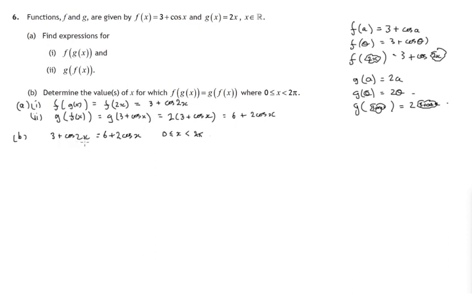Now the first thing to notice is that we've got a cos 2x expression in there, and we know the double angle formula for cos 2x. There's 3 versions of it: 2 cos squared x minus 1, or cos squared x minus sine squared x, or 1 minus 2 sine squared x. So which of these are we going to use?